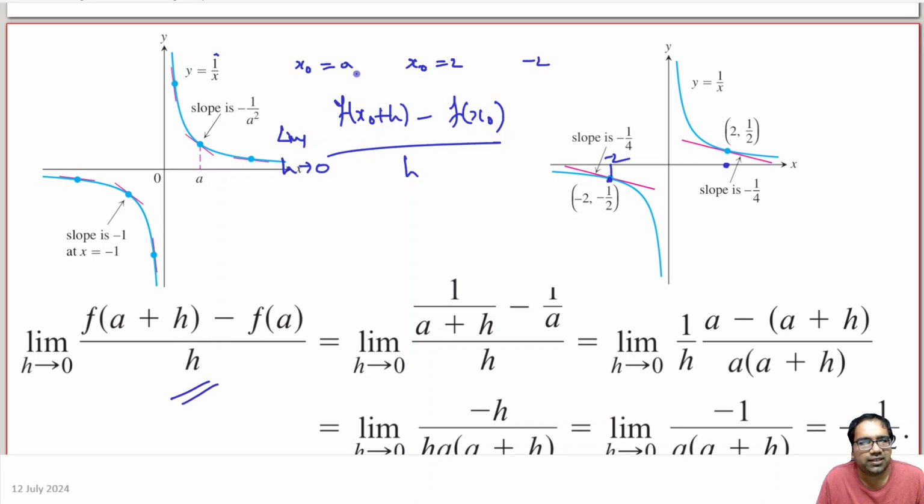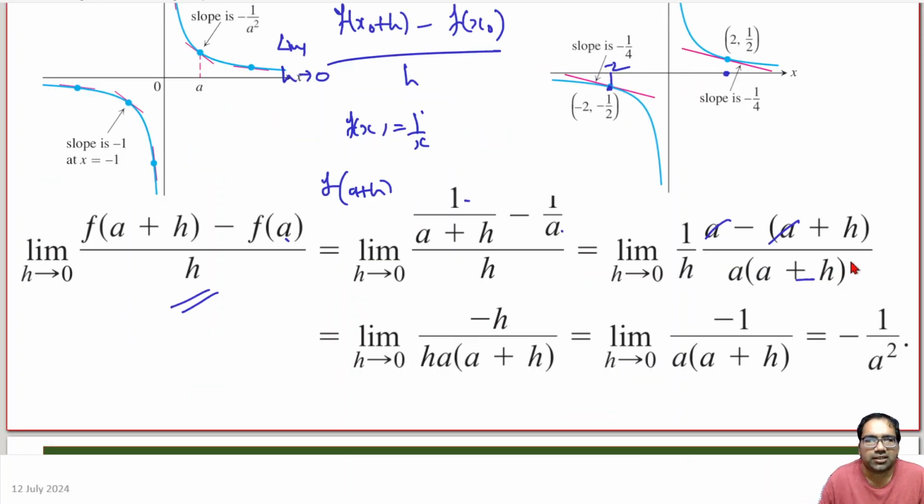Now what is x naught plus h? If we take one random point a, what is f of x? F of x is 1 by x. And what is f of a plus h? F of a plus h will be 1 by a plus h, minus f of a, which is 1 by a, all divided by h. You can write this as a minus a plus h, by a times a plus h, into h. This a and this a will get cancelled and we'll be left with minus h in the numerator and h in the denominator. This and this will also get cancelled. We are left with minus 1 by a times a plus h.